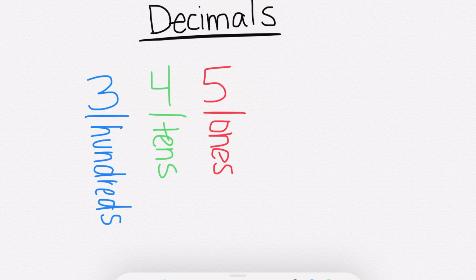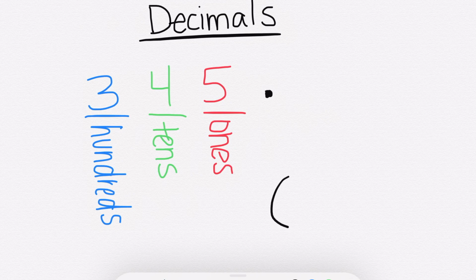Now we can learn what a decimal is. This is a decimal point, and a decimal is any number that is in a place value to the right of the ones place. And you might be thinking, oh my goodness, I thought that the ones place was the furthest place value to the right. And the answer is there are actually more place values to the right of the ones place, but we have to use a decimal point.